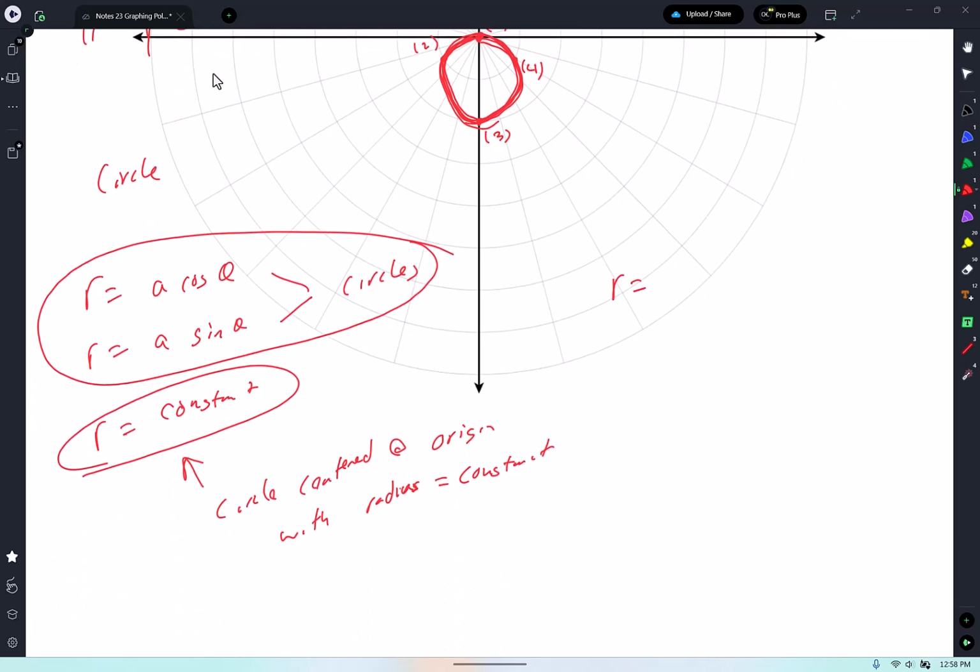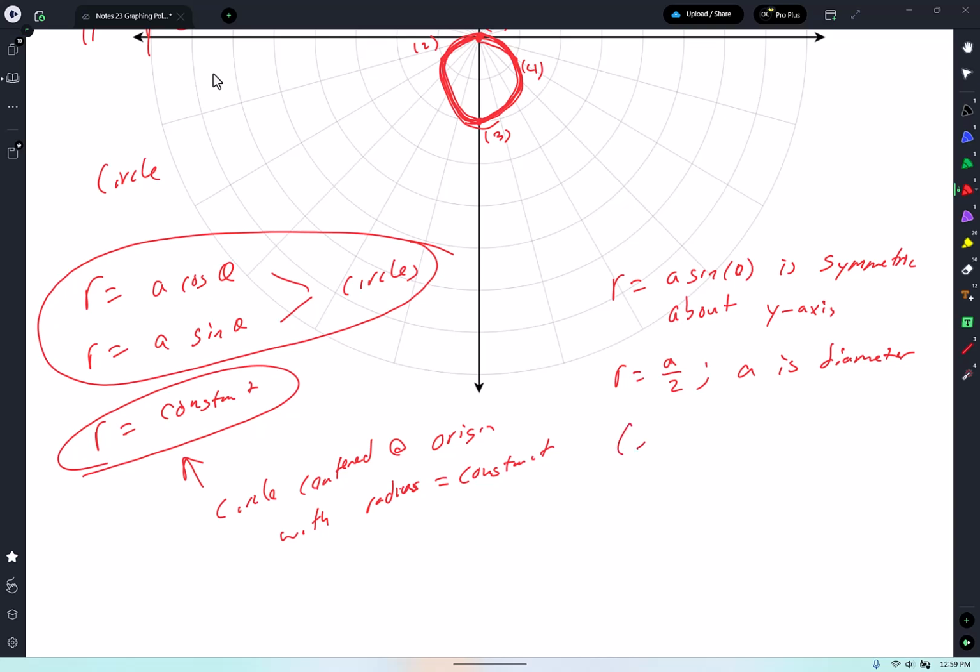So let me go ahead and put it here. I'm going to say r equals a sine theta is symmetric about the y-axis. All right, let's see. What else do we know? r equals a divided by 2. So what does that mean? That means that a is the diameter.